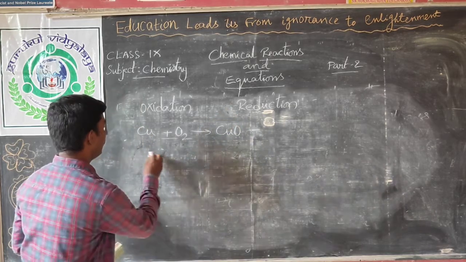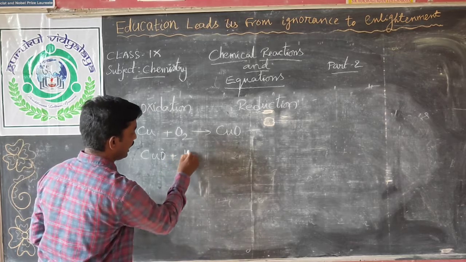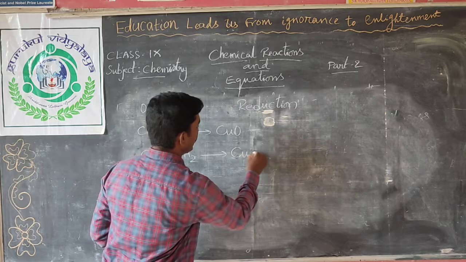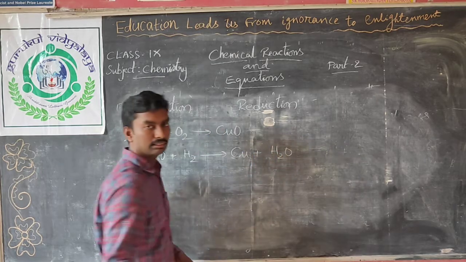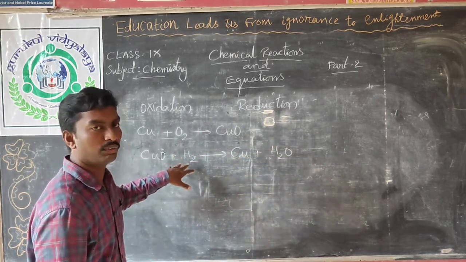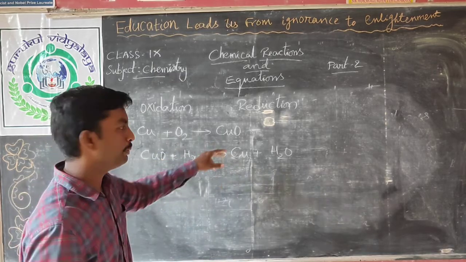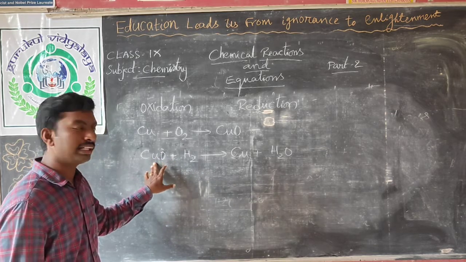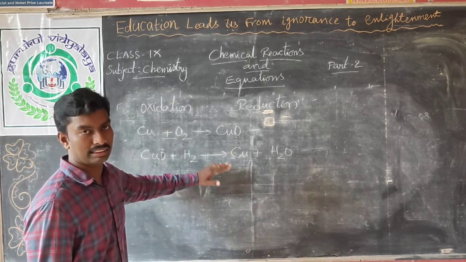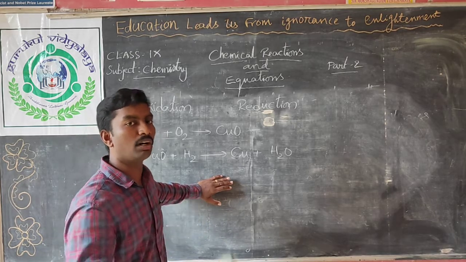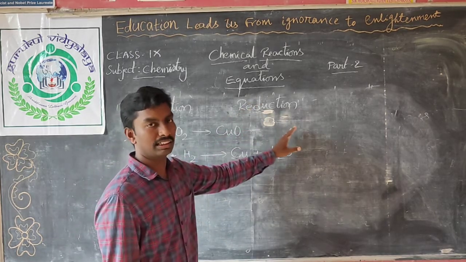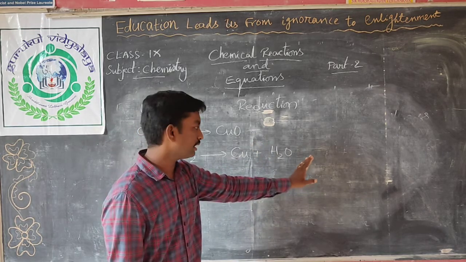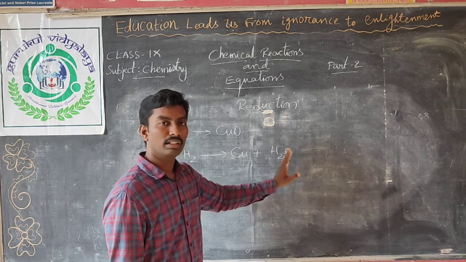In the same way, if you take copper oxide and react it with hydrogen, what is happening? Cu plus H2O are the products. So here we can say it is a reduction reaction. Why? Because in CuO, removal of oxygen from copper takes place. Whenever removal of oxygen takes place, that is a reduction reaction. At the same time, hydrogen is added to the oxygen. So here oxygen is reduced.